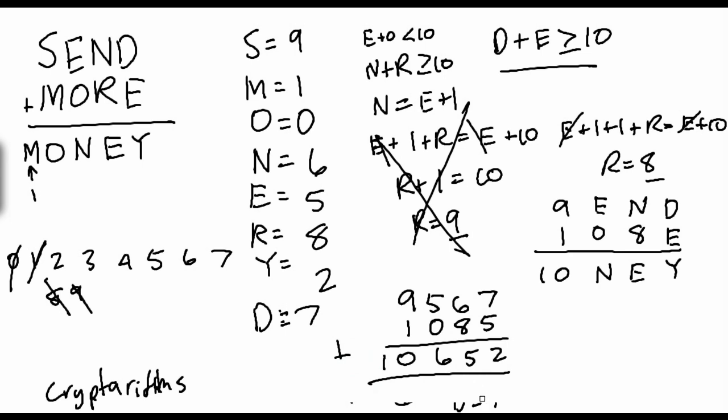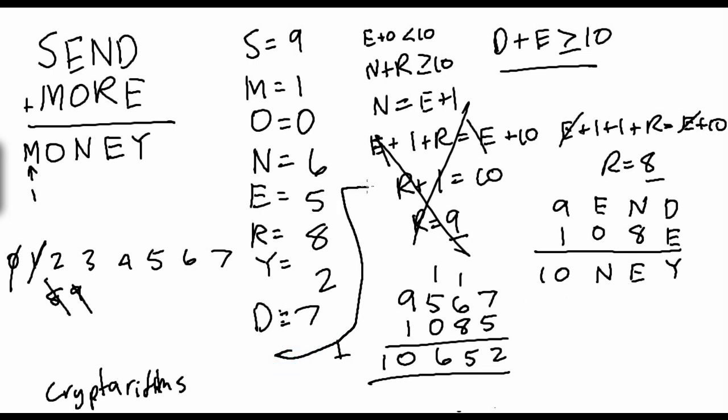And does this work out? It's really easy to check cryptarithms because you can just substitute them in and add them, which is a good thing. So does this work? 7 plus 5 is 12, so carry the 1. 1 plus 6 plus 8 is 15, so carry the 1. 5 plus 1 is 6, don't carry any 1s. 9 plus 1 is 10. It works. So we have our solutions.